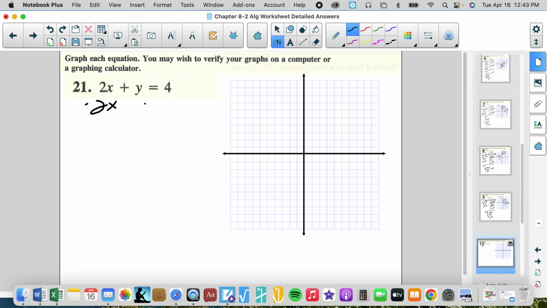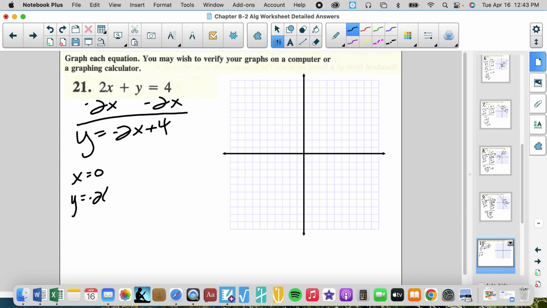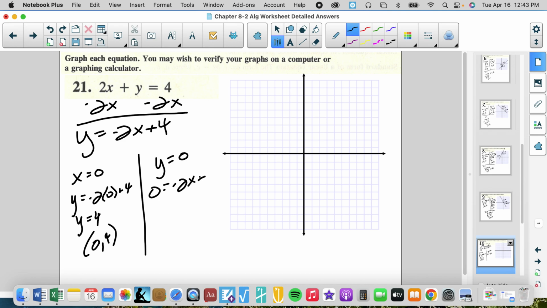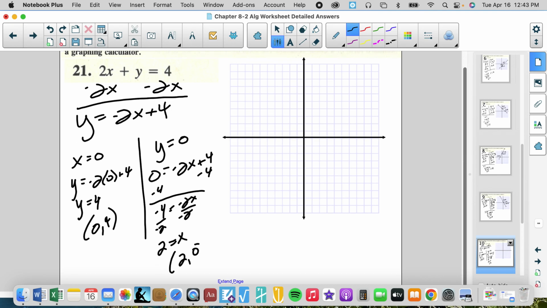I'm going to put it in slope-intercept form because it's going to be easier to solve. When x equals 0, y equals -2 times 0 plus 4. Y will equal 4, so we have the coordinate 0, 4. Y equals 0, 0 equals -2x plus 4, minus 4. -4 equals -2x, divided by -2. 2 equals x. We have the coordinate 2, 0.